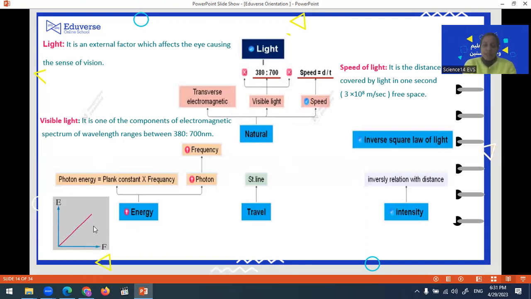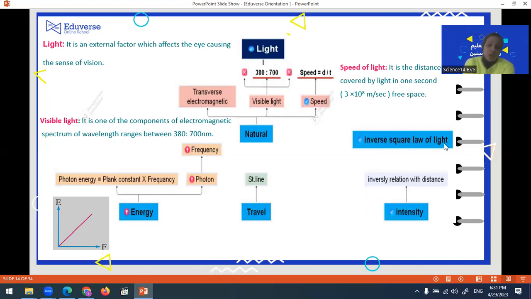And here we said that we have a direct relationship between the energy and the frequency, photon energy and the photon frequency. So let's complete this part, and we're going to summarize all the information about the light in this slide. The last thing I want to talk about in this slide is the inverse square law of light.